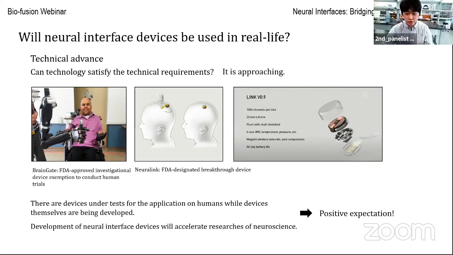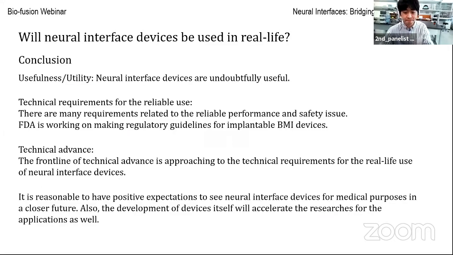Moreover, the research of neuroscience will be accelerated as neural interface devices become more available and reliable, since researchers will have more opportunities to observe neural phenomena with better resolution and accuracy. The knowledge obtained from the research will fertilize the environment for the application of neural interface devices for medical or ordinary purposes. It makes me have a positive expectation about the future of this technology.